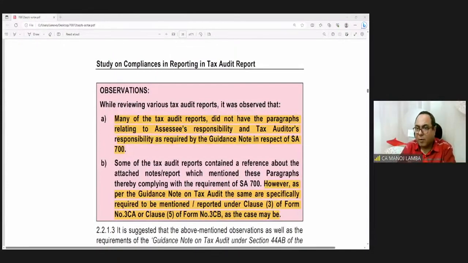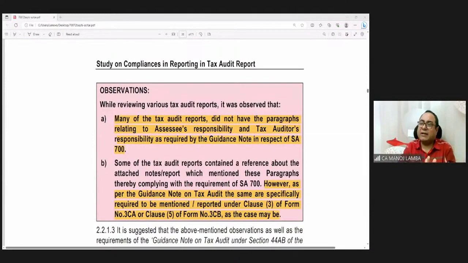While reviewing various tax audit reports, it was observed that many tax audit reports didn't have the paragraph relating to the assessee's responsibility and tax auditor's responsibility as required by the guidance note in respect of SA 700. Some of the tax audit reports contained a reference to an attached note and report which mentioned this paragraph, thereby complying with the requirement of SA 700. However, as per the guidance note on tax audit issued by the ICAI, the same are specifically required to be mentioned and reported in clause 3 of form number 3CA and clause number 5 of form 3CB, as the case may be.